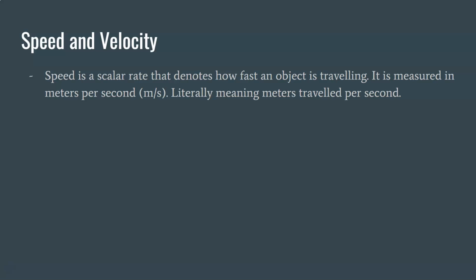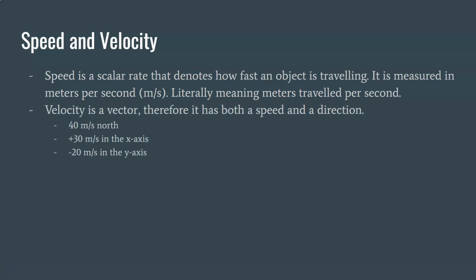All right, speed and velocity. Speed is a scalar rate and it denotes how fast an object is traveling. It measures in meters per second. Literally just means how many meters have you gone in 1 second. All right. Velocity is a vector, so you need a little more. You need speed and direction. 40 meters per second north. Your speed is 40 meters per second, but you're going north.